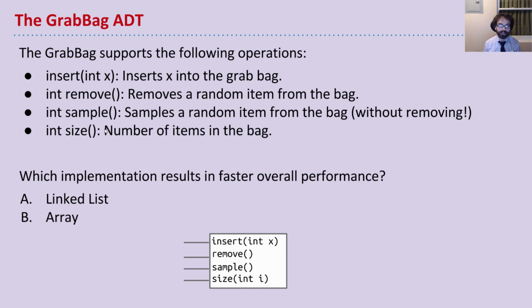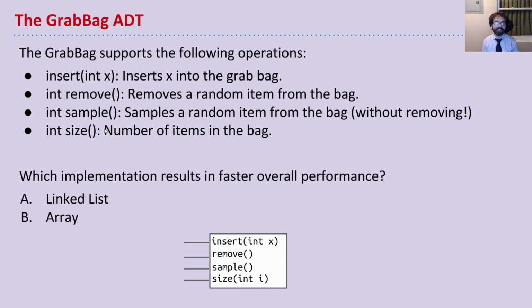And then I can remove things. And when I do remove, I get a random item. Maybe I get the sock. I can also sample, where I can look in there and see whatever's on top. And that'll change every time. And lastly, I can ask for the number of items in the bag. So the question then is, what do you think will be faster now? Okay, so I'll wait.